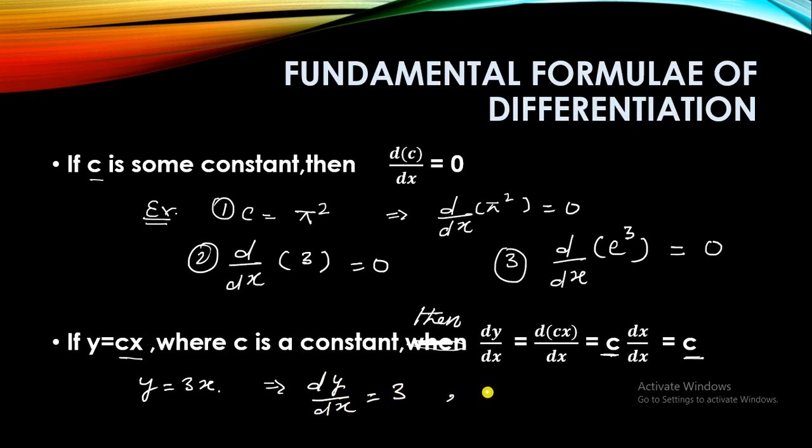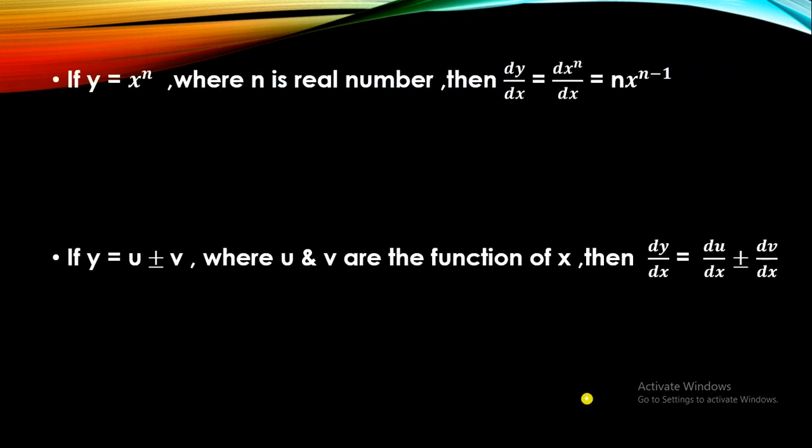But y is equal to 3x square. What is the answer for this question? For this question, we explain the next formula. Y is equal to x power n, where n is a real number. Then dy by dx: the power is multiplied with the term and the power decreases by one.